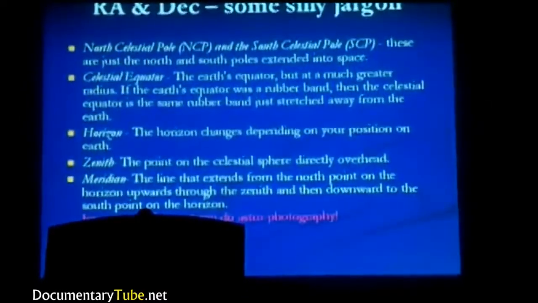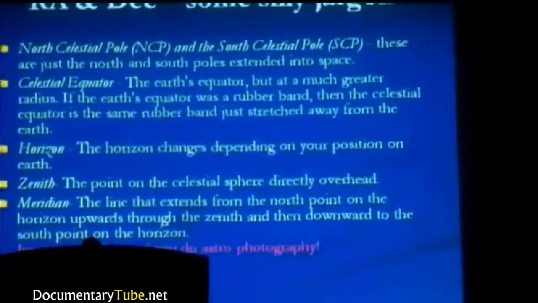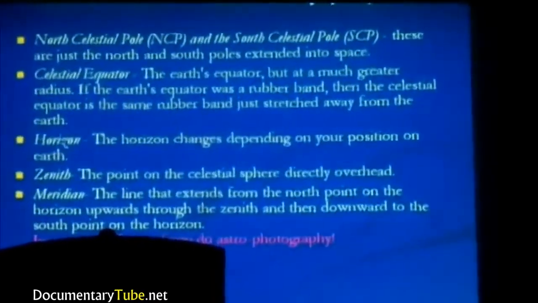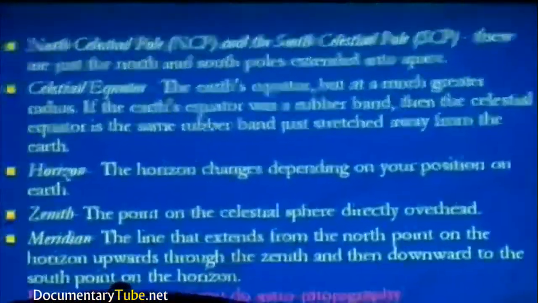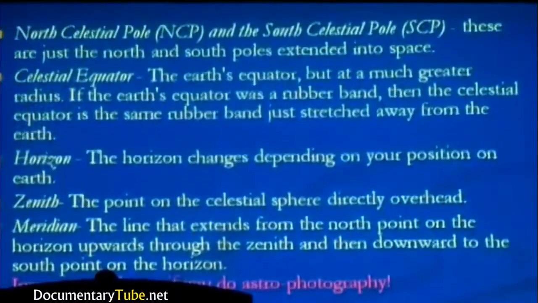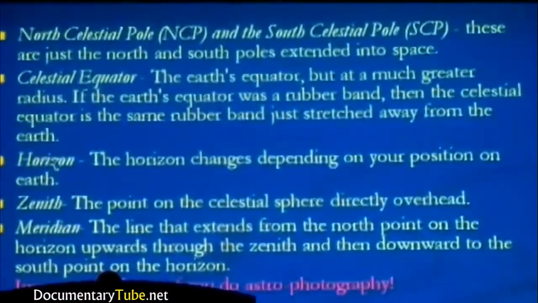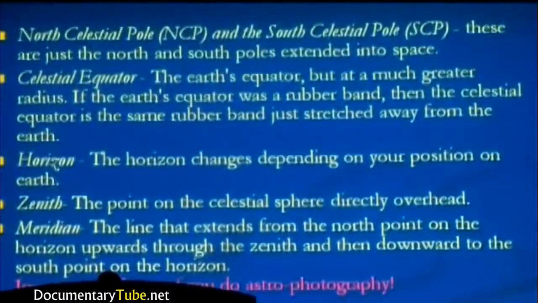Okay, so right ascension and declination, some silly jargon. The North Celestial Pole, or NCP, and the South Celestial Pole, or SCP, these are just the north and south poles extended into space, like I was talking about a moment ago. Now, the celestial equator is the Earth's equator, but at a much greater radius. If the Earth's equator was a rubber band, you could think of it as being elastic, then the celestial equator is the same rubber band just stretched away from the Earth. So if you can imagine a plane slicing through the Earth's equator and just extending into space.